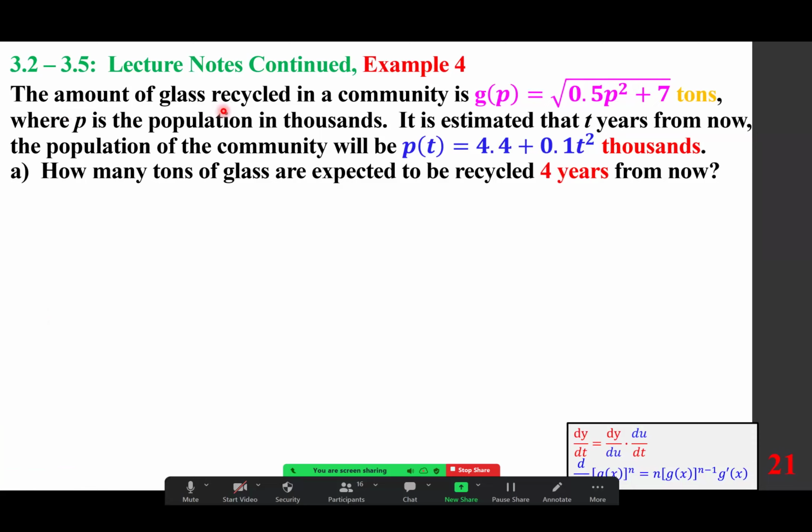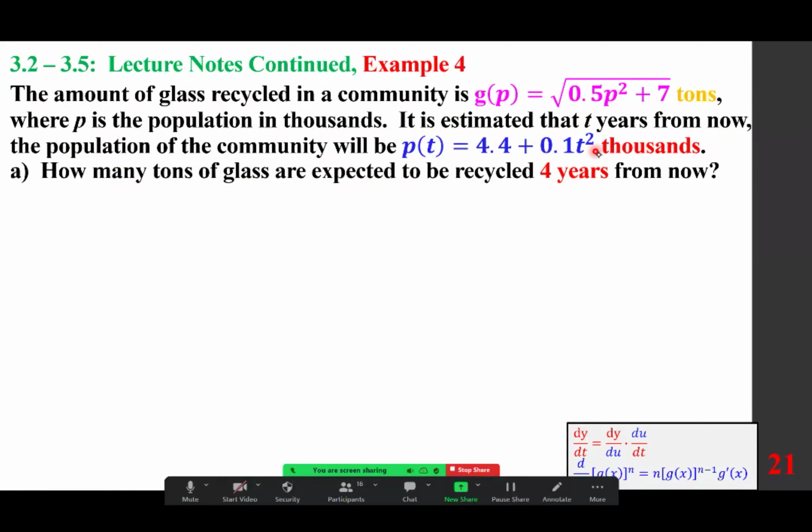All right, the amount of glass recycled in the community is G of P equals square root of 0.5 P squared plus 7 tons, where P is the population in thousands. It is estimated that T years from now, the population of the community will be P of T equals 4.4 plus 0.1 T squared thousands. How many tons of glass are expected to be recycled 4 years from now?